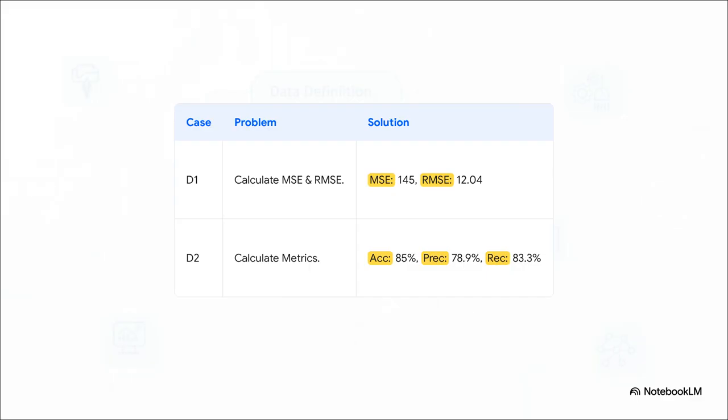In the first one, which is a regression problem, the mean squared error comes out to 145, and the root mean squared error is 12.04. In the second case, a classification problem, we crunch the numbers from the confusion matrix and we get an accuracy of 85%, precision of 78.9%, recall of 83.3%, and an F1 score of 81.1%.